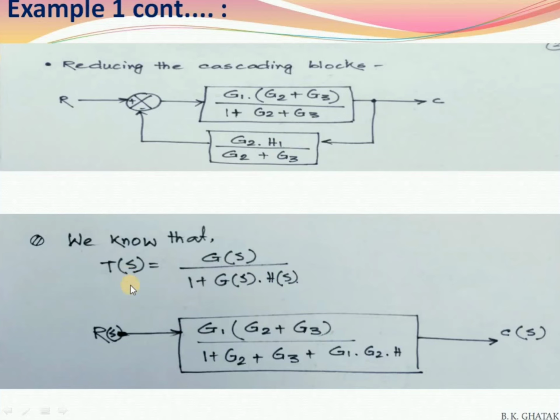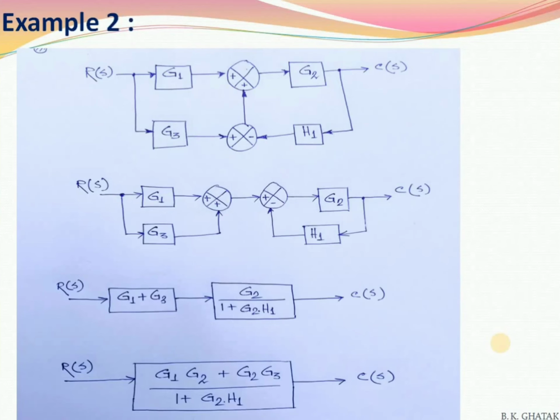So the final transfer function C(s) equals what? C(s) equals G1 into G2 plus G3 by 1 plus G2 plus G3 plus G1 into G2 into H. Clear? So I put the total T(s) value into a block and applied a signal as R(s), and we take a signal as C(s). Clear? Here is another example.